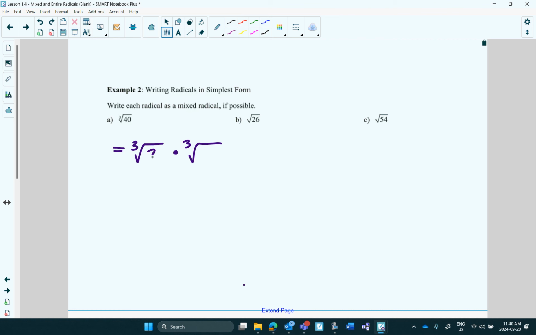8. Which means this must be, no, 5. Because cube root 8 times cube root 5 is cube root 40. Now simplify further. Cube root of 8 is exactly 2. I can't do the cube root of 5, so I leave it. And that's it.